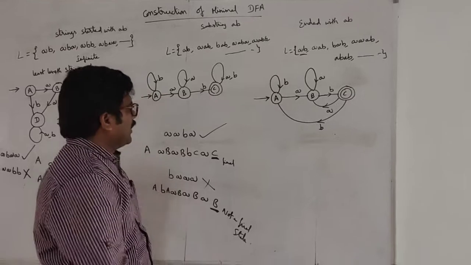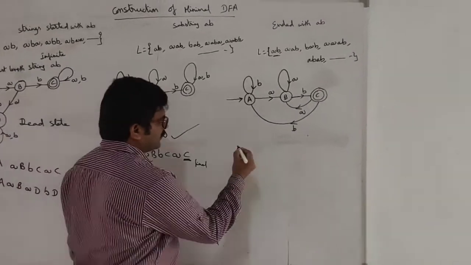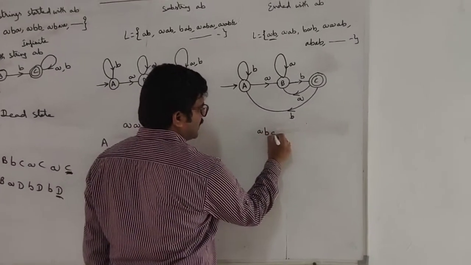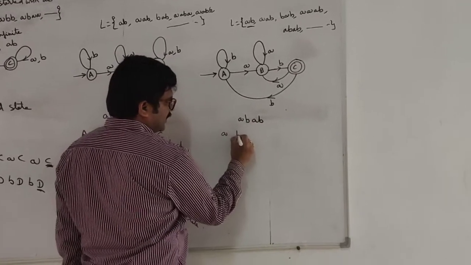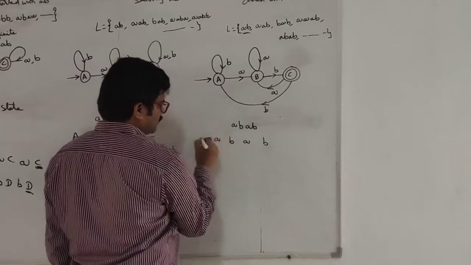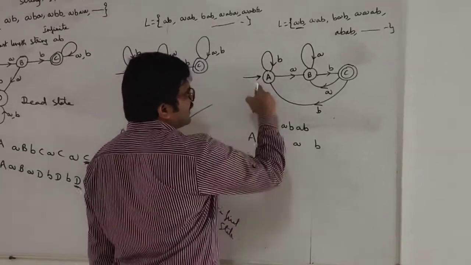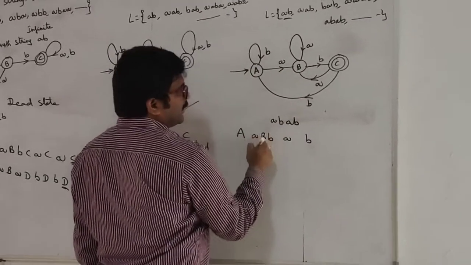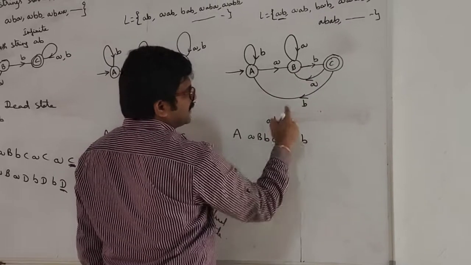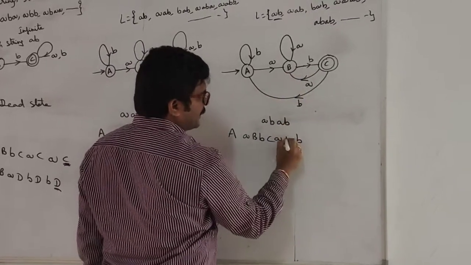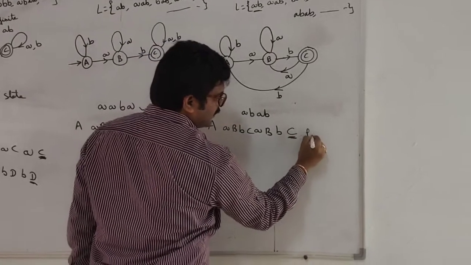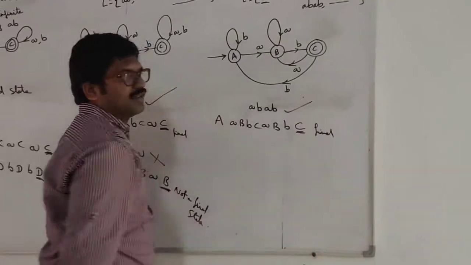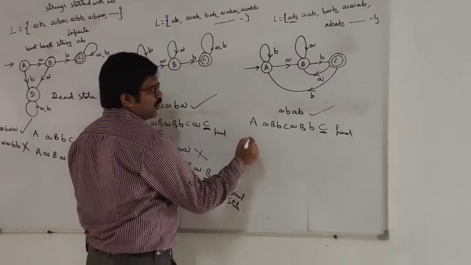So now let us take a string. Let me take AB. Now look, my ending is AB, right? So let us check whether it is accepted by the automaton or not. Let us start with the initial state. A, I am reaching B. B, I am reaching C. Now check here, which is a final state. So that means I need to accept this. That means the DFA accepts that. Then move on to the next one.